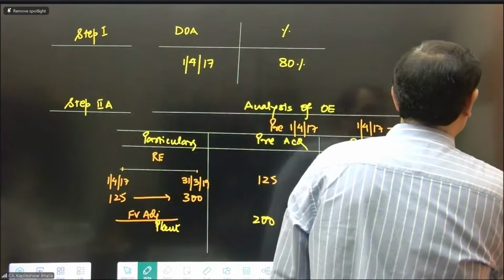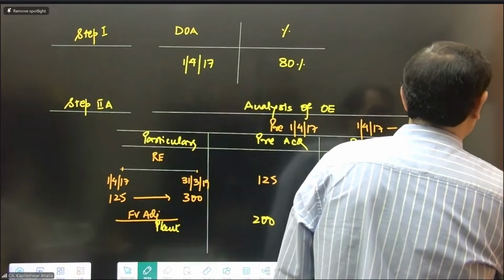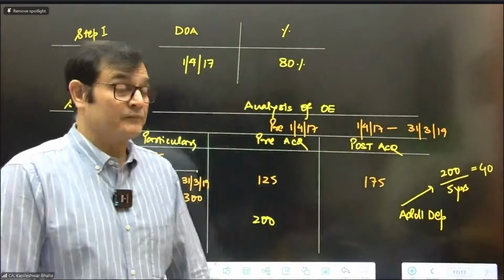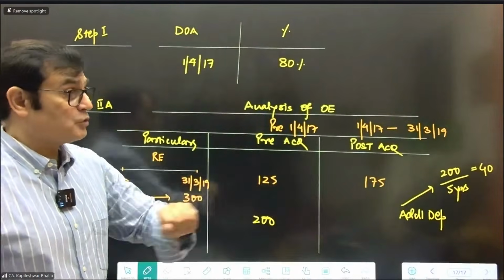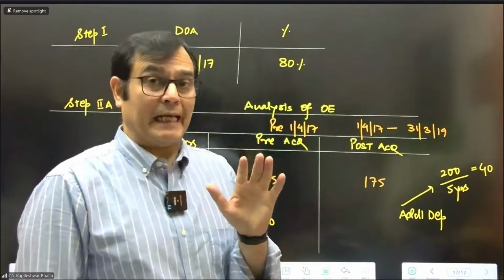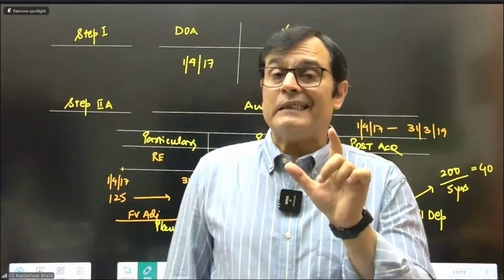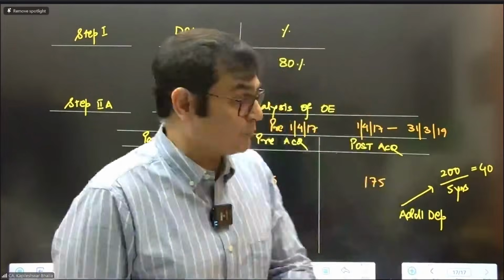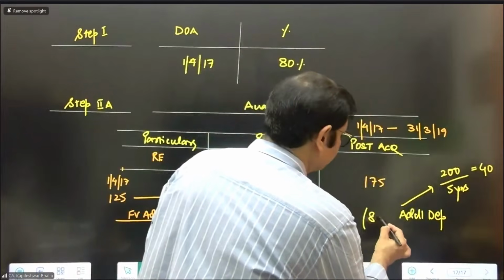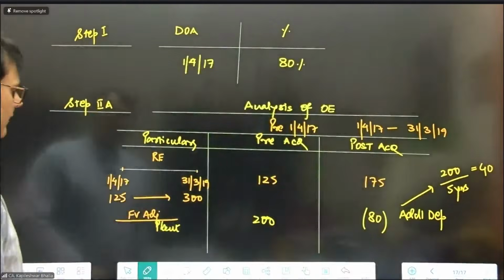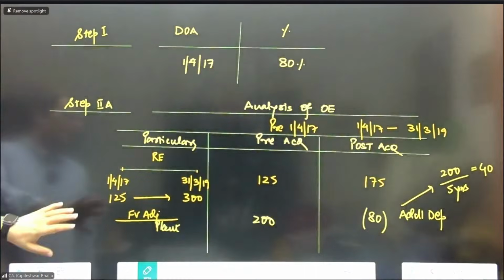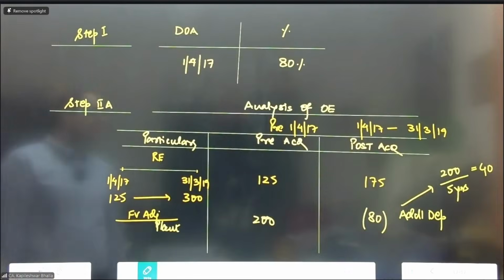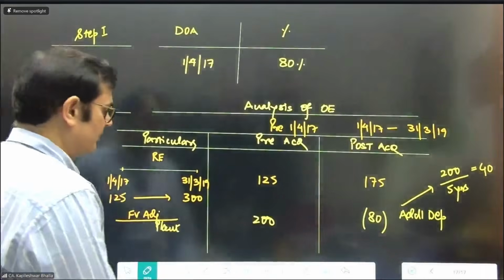So this 200 will be divided by 5 years. It comes to 40 as the depreciation per annum. The remaining life of the asset is supposed to be 5 years, so we get an annual depreciation of 40. In the post-acquisition period, there are 2 years, so 40 into 2 makes it 80. I guess that's it. Nothing else is given. We've taken care of the fair value adjustments and the analysis. No stock reserve, nothing. As simple as that.